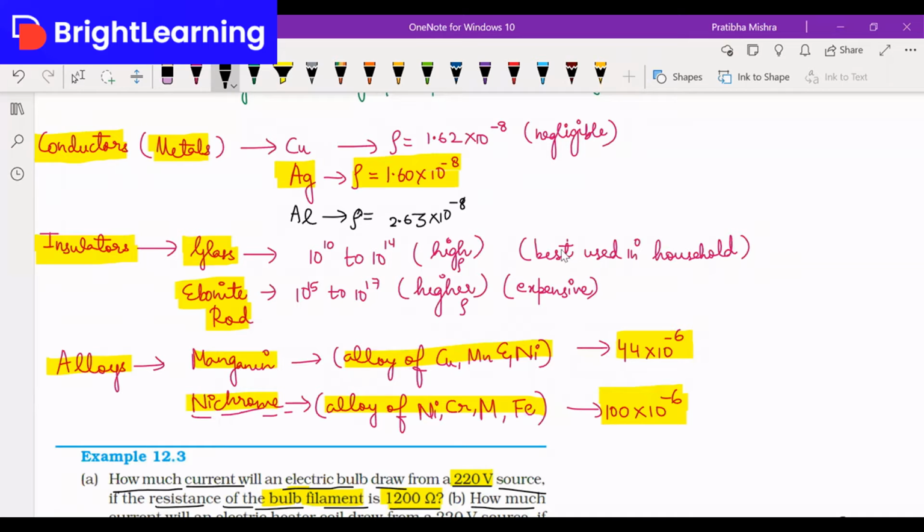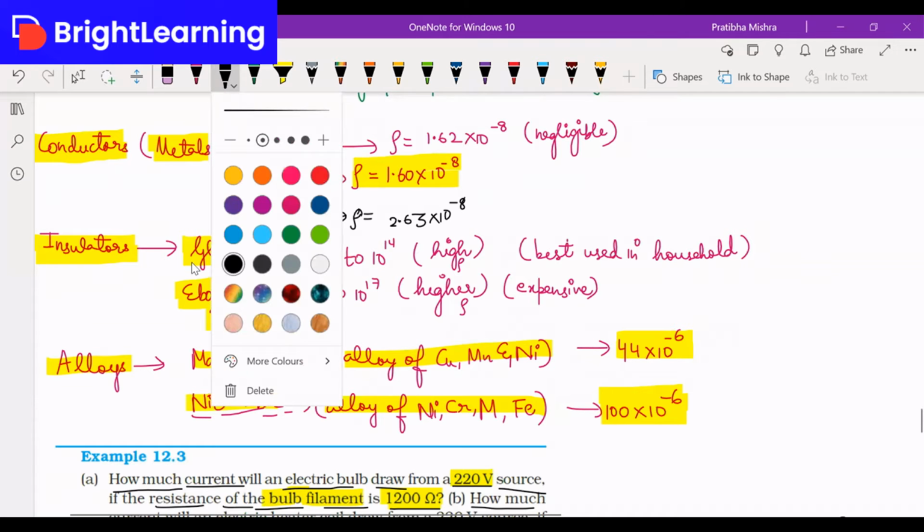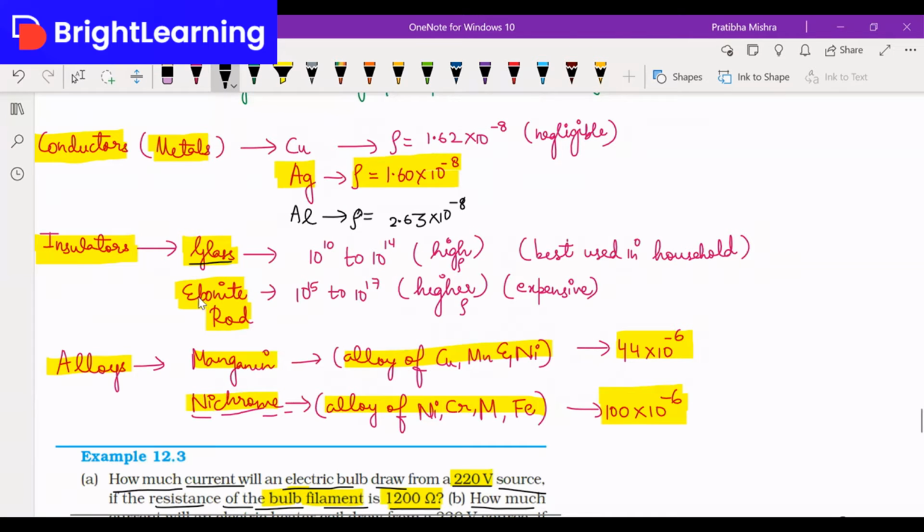But if you are talking about insulators, you can see that it is the highest, and glass has a high amount of resistivity. Ebonite also has a higher amount, but ebonite is expensive. That's why we prefer glass in our household. The higher resistivity belongs to the ebonite rod, but it's quite expensive for us to actually use in our daily life, so we depend on other objects like glass.